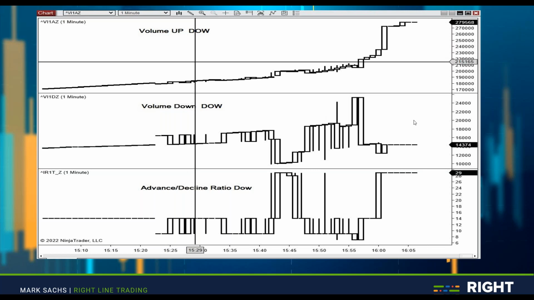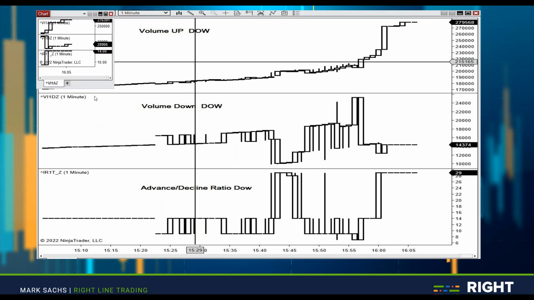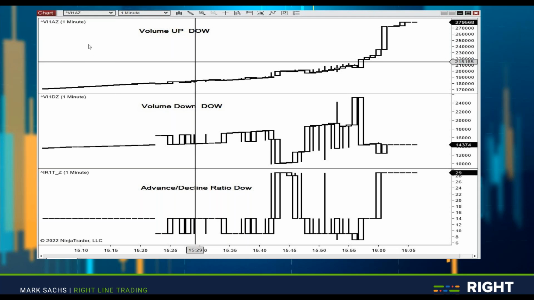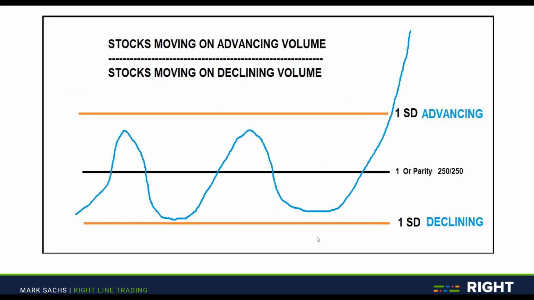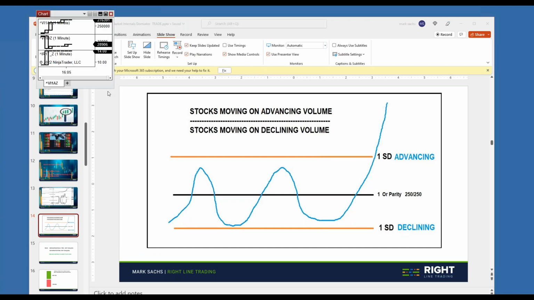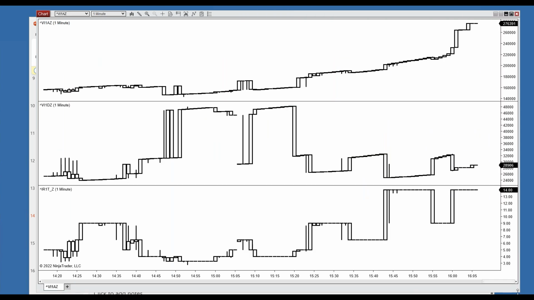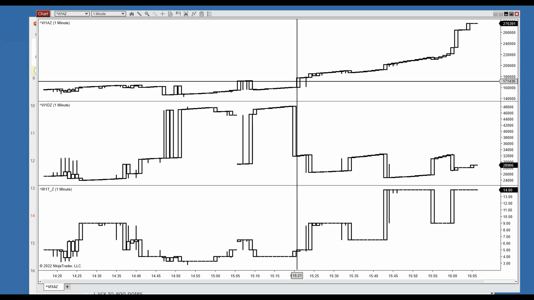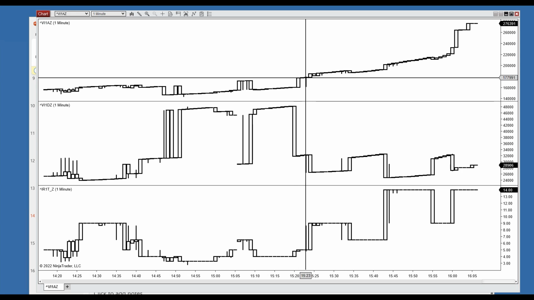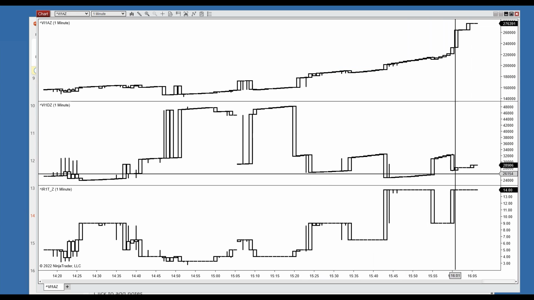Now, again, I just wanted to put up that chart. I know that there are traders in here who are new. The chart went right behind the slide. Just going to pull it out. We're going to be looking at two key fundamental metrics. The top one is advancing volume, and the bottom one is declining volume.